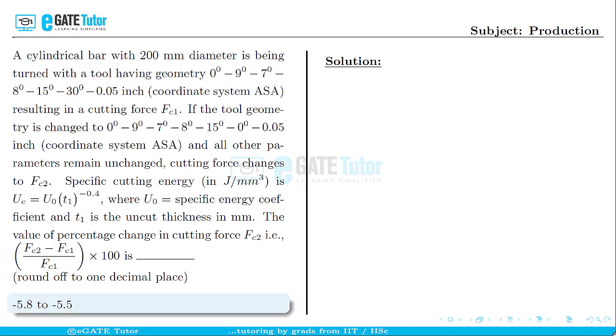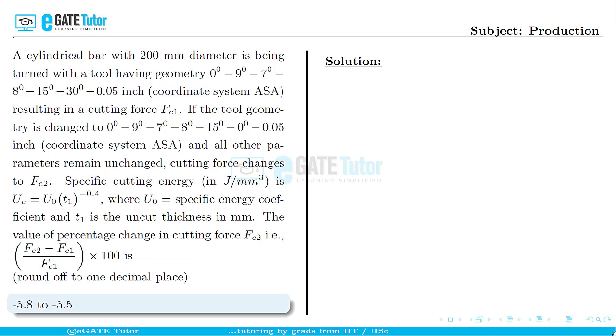This question is from production for 2 marks. A cylindrical bar with 200 mm diameter is being turned with a tool having geometry 0 degrees, 9 degrees, 7 degrees, 8 degrees, 15 degrees, 30 degrees, 0.05 inch, resulting in a cutting force FC1. If the tool geometry is changed to 0 degrees, 9 degrees, 7 degrees, 8 degrees, 15 degrees, 0 degrees and 0.05 inch, and all other parameters remain unchanged, cutting force changes to FC2.